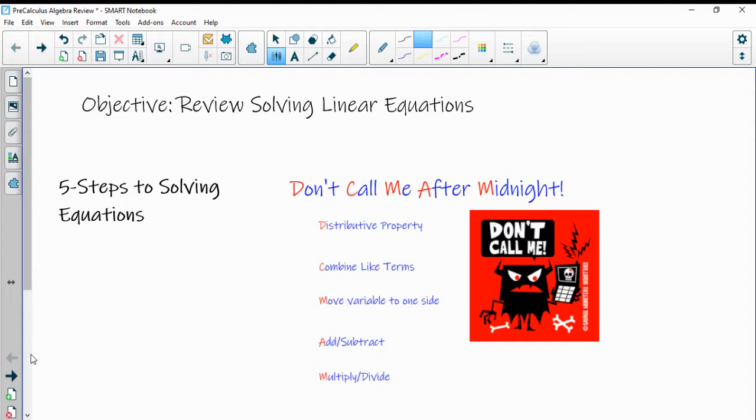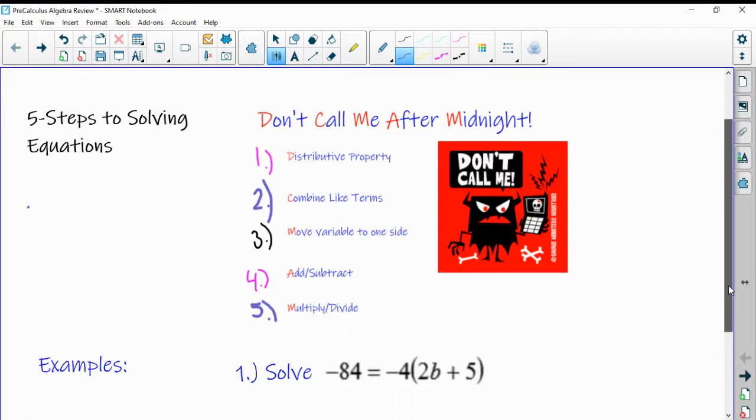Okay. The first step is we use the distributive property. So if you're able to use a distributive property, that is going to be your step number 1. Your step number 2 is going to be to combine like terms, if you have like terms. If you don't, then you move on to step number 3, move variable to one side. So if you have variables on both sides, that's going to be the next step, is move your variables to one side. And step number 4, add or subtract. So you might subtract or you might add, okay? And then the last step is to multiply or divide, and then just solve your equation, okay?